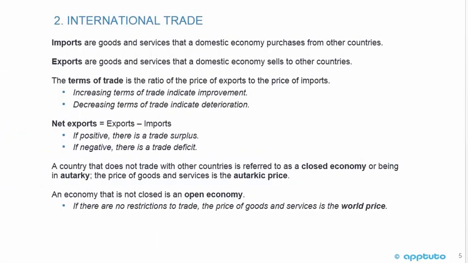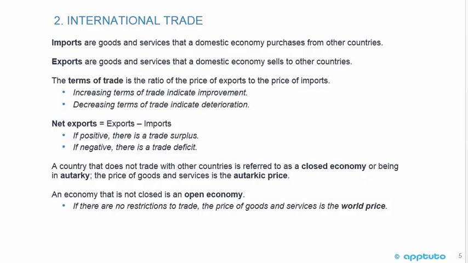So we're just going to finish this LOS with some definitions and some terminology, some key terms. So imports are goods and services that a domestic economy purchases from other countries. Exports are goods and services that a domestic economy sells to other countries. The terms of trade is the ratio of the price of exports to the price of imports. Increasing terms of trade indicate improvement. Decreasing terms of trade indicate deterioration. So the net exports, of course, is the exports minus the imports.